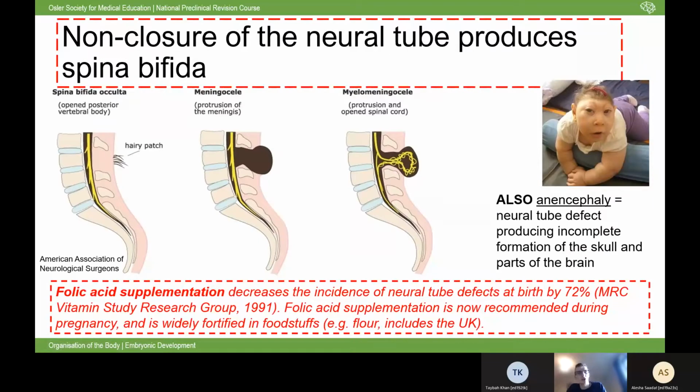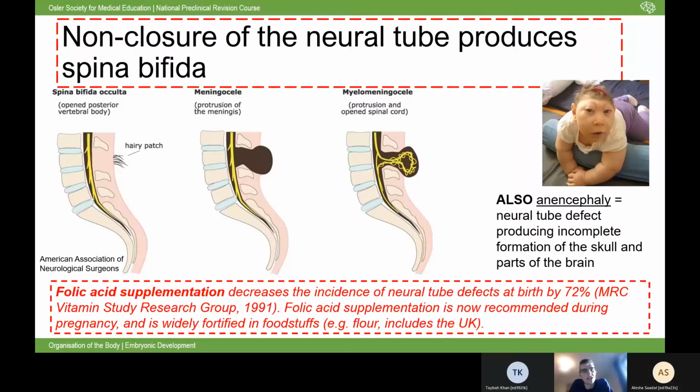Non-closure of that tube causes spina bifida. This is a condition, let's say, of varying severities, from spina bifida occulta, where the spinal cord itself is fairly well fused, but there's a slight structural defect that means that the development of the vertebral column around the neural tube isn't complete.